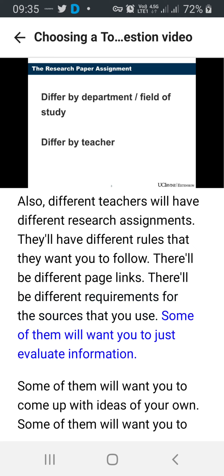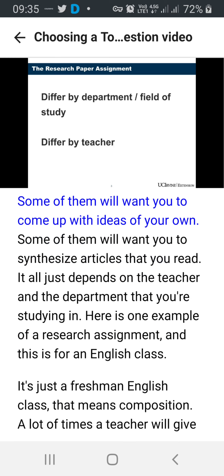Some of them will want you to just evaluate information. Some of them will want you to come up with ideas of your own. Some of them will want you to synthesize articles that you read. It all just depends on the teacher and the department that you're studying in.